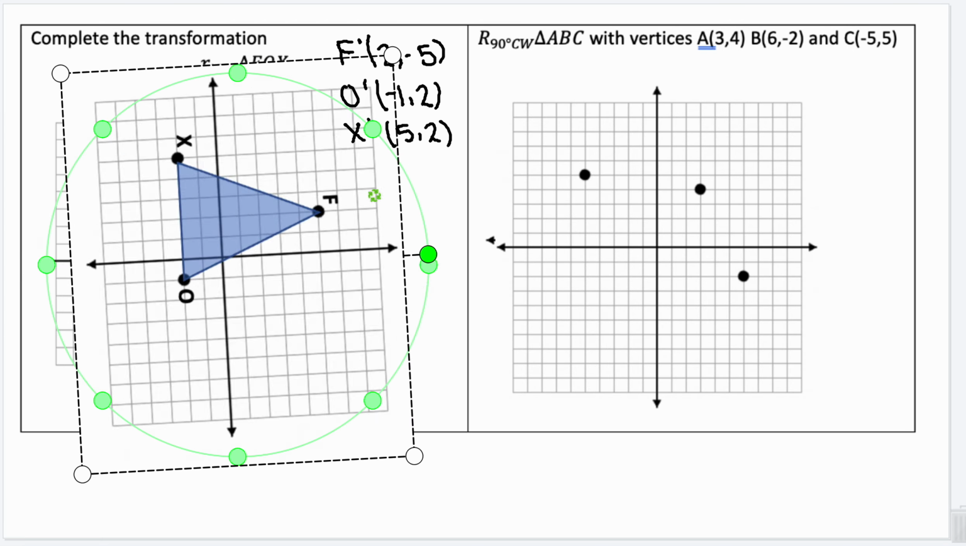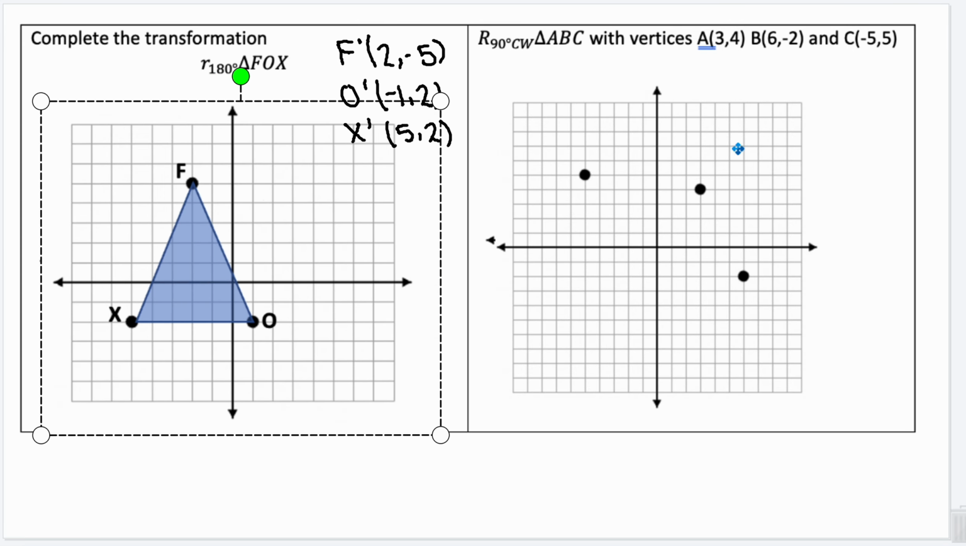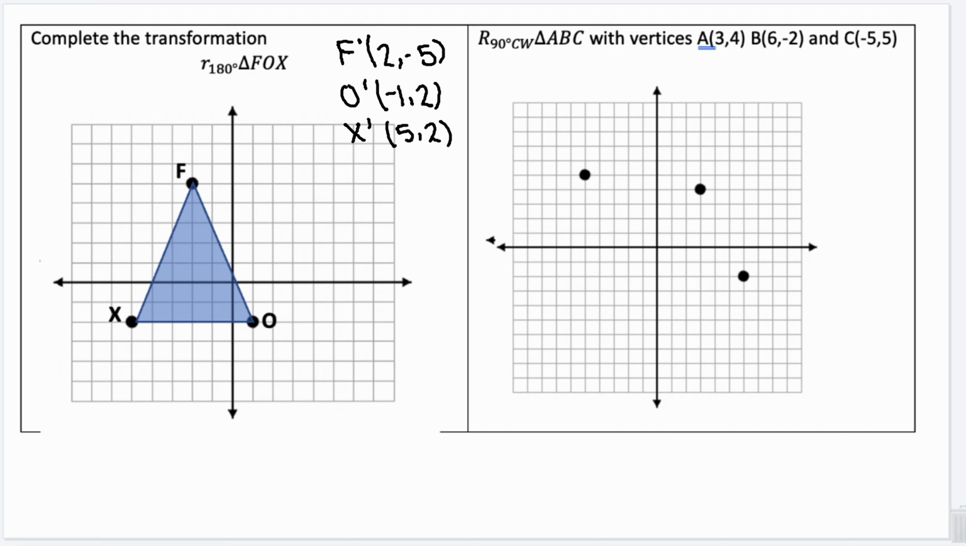So then if you want to go back to the original figure and draw this new triangle, you are more than welcome to. I'll draw this one, but I'm not going to draw that one. So F is now at 2, 5. O is going to be at negative 1, positive 2. And X is going to be at 5, 1, 2. And then there's my new triangle, FOX prime.